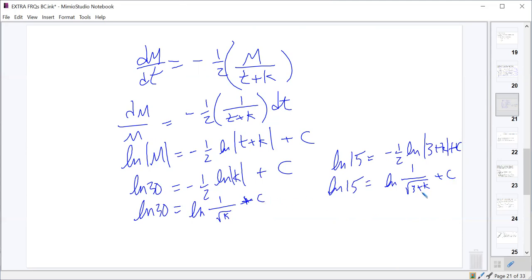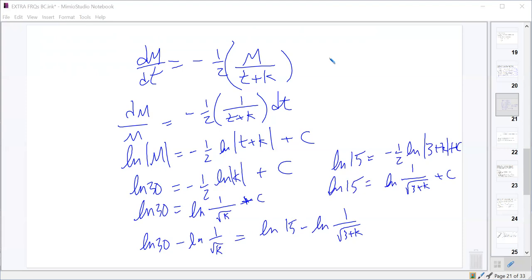So if we go through and solve for both of the c's in each one, we should get natural log of 30 minus natural log of 1 over root k equals natural log of 15 minus natural log of 1 over root 3 plus k. That should help us figure this out now. So natural log of 30 and natural log of 15, if I subtract the natural log of 15 over, I'm going to get natural log of 30 minus natural log of 15. What's the natural log of 30 minus the natural log of 15? Should be the natural log of 30 over 15, which should just be the natural log of 2.